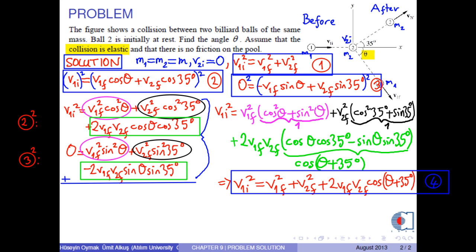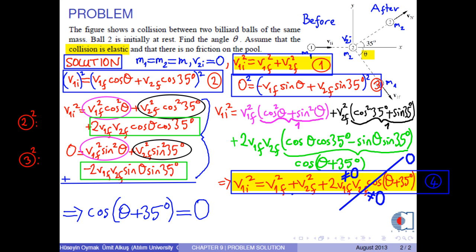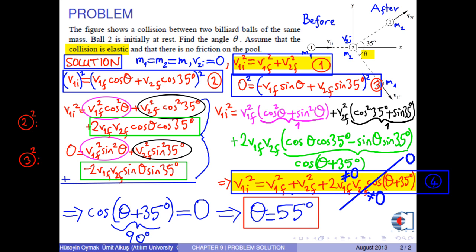If we compare this equation with equation 1, we say that this term is 0. Because v1F and v2F cannot be 0, therefore the cosine term becomes 0. This means that the angle is 90 degrees. As a result, theta is obtained as 55 degrees.